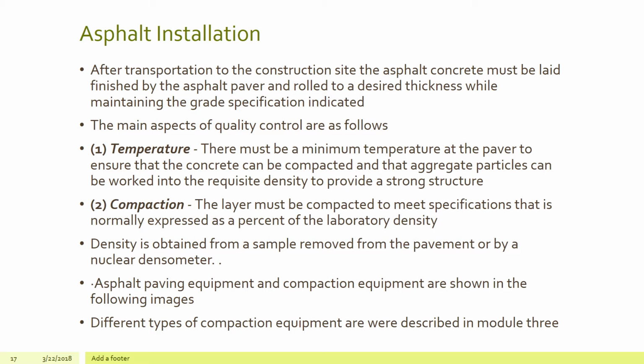Of course, temperature. There must be a minimum temperature at the paver to ensure that the concrete can be compacted and that the aggregate particles can be worked into the requisite density to provide a strong structure. Next thing is compaction. The layer must be compacted to meet the specifications that is normally expressed as a percent of the laboratory density. Density is obtained from a sample removed from the pavement or by a nuclear densometer. Asphalt paving equipment and compaction equipment, of course, are shown in the PowerPoint presentation, so you can take a look at those. And of course, different types of compaction equipment were already described in Module 3.